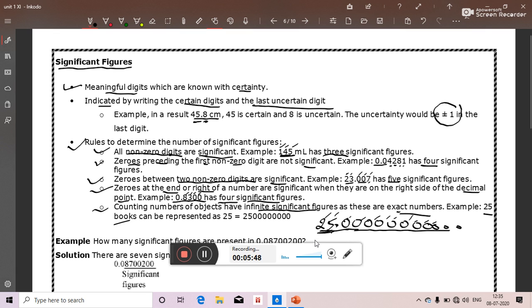Similarly, if it is said 12 apples, after 12 you can write any number of zeros, so it is also having infinite significant figures. If it is said 3 rupees, 3 rupees can be written as 3.0, 3.00, 3.000, that means it is having an infinite number of significant figures.